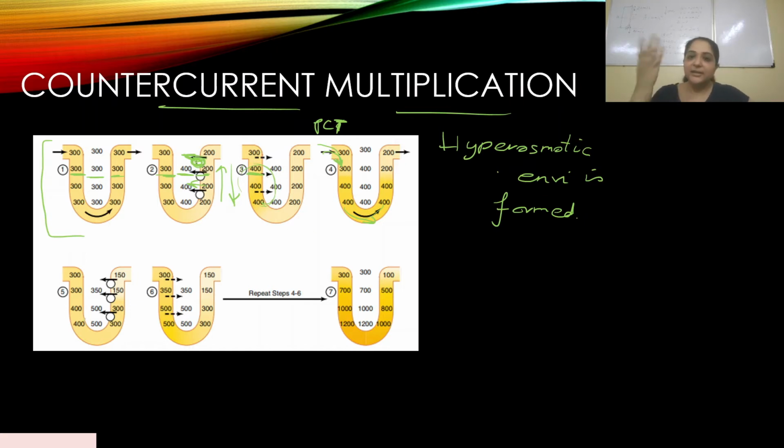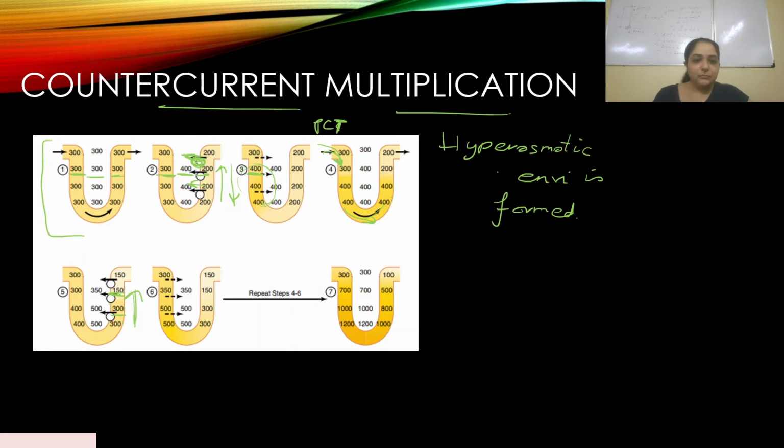The fifth part is again a repeat of the same steps. The ascending limb of the loop of Henle is permeable to solutes, so solute is moving out. The osmolarity here has decreased from 200 to 150, and from 400 to 300, because salts are moving out. Wherever there's a high amount of salt, the osmolarity will be high in that region. So the job is to create a hyperosmolar region in the interstitial medulla.